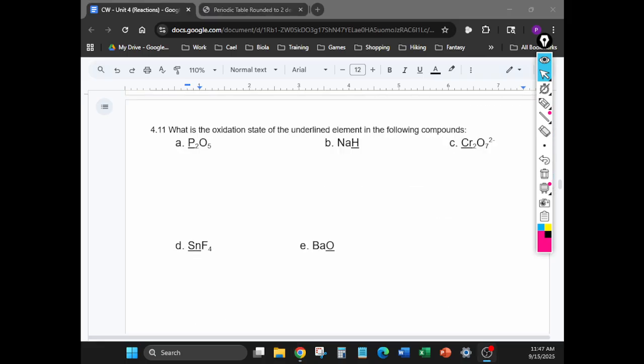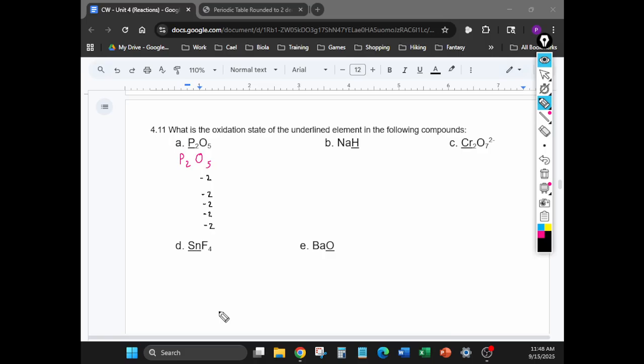Okay, guys, let's take a look at 4.11. We got 5 different compounds, and we're going to find the oxidation number. Let's just do all of them inside of the compound, just to make it easier. So we have P2O5. Now, what was the most important rule that I told you about? Oxygen. What's oxygen? -2, yeah. Now, how many oxygens are there? 5. So that means all the oxygens are going to equal -10.